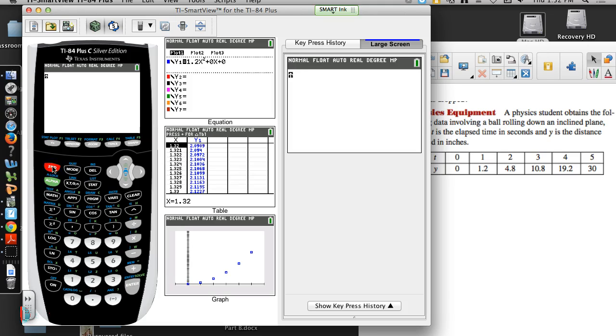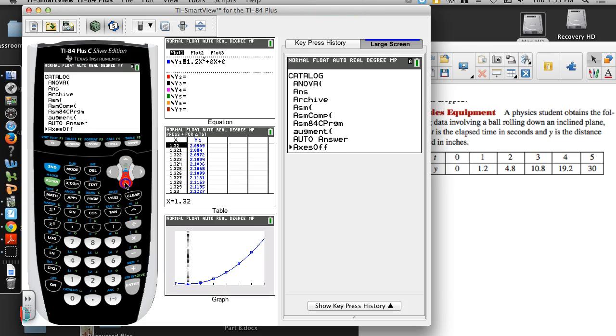All right, hopefully. There we go. Sometimes when I hit the buttons on the emulator, things don't go exactly as I would like them to go. So remember, we do second 0, and that's our catalog. And now I just have to keep going until I see diagnostics on.